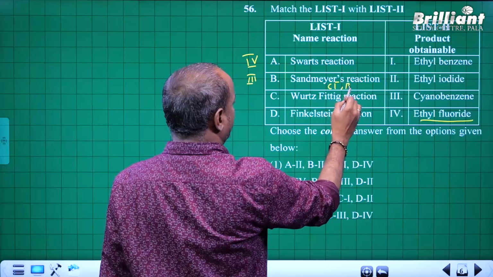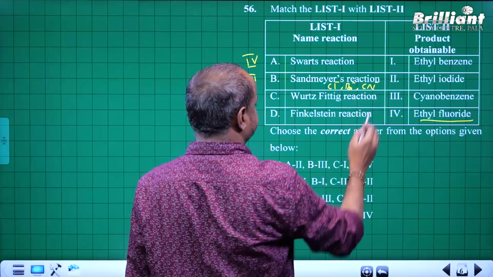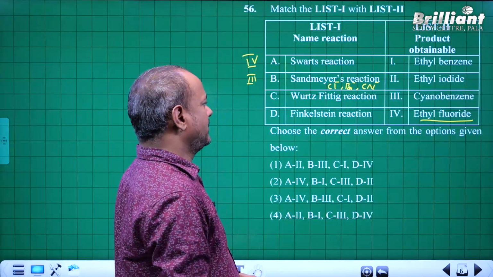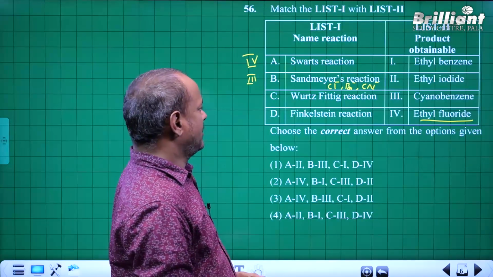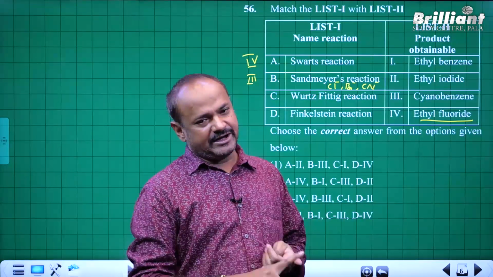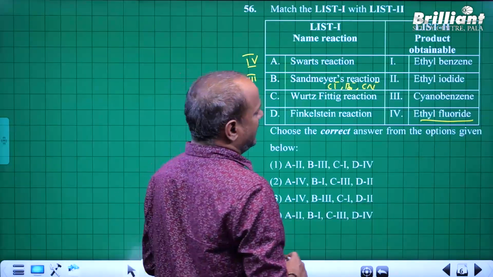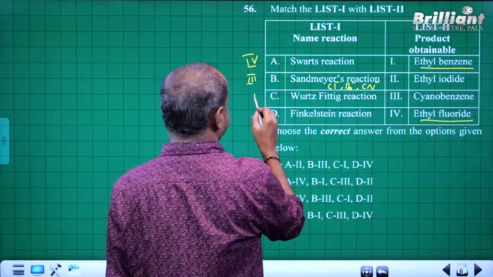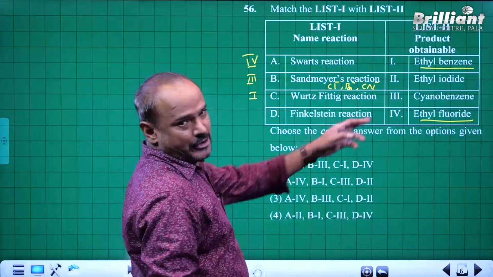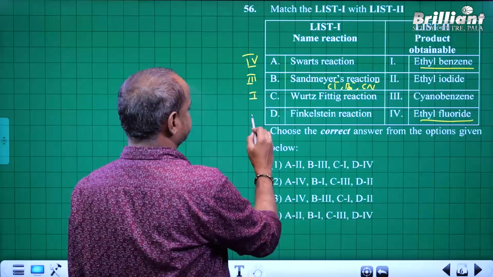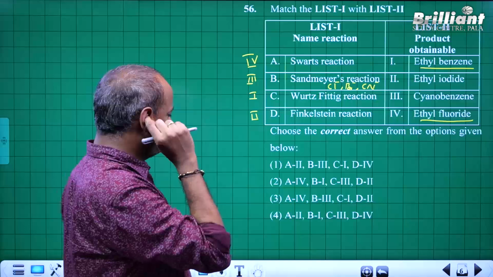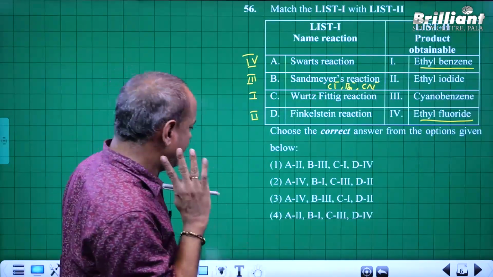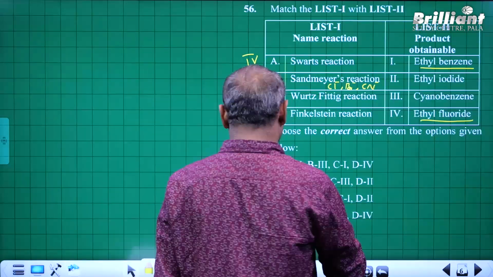Chloride, bromide and cyanide. Chlorobenzene, bromobenzene and cyanobenzene. Wurtz-Fittig reaction: aliphatic, aromatic hydrocarbon, ethyl benzene. Finkelstein: iodides. So, A4, B3, C1, D2. Option 3.